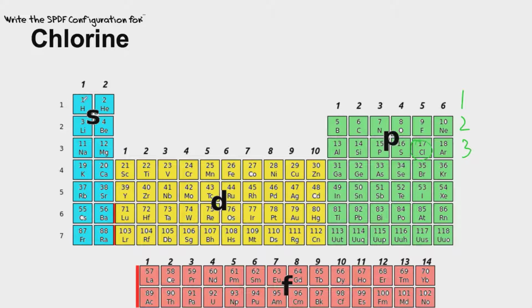And we are going to fill the 1s sublevel. So we will write 1s2. Now we will fill the 2s sublevel. 2s1, 2s2. We're going to write 2s2. Now we are moving on to the 2p.